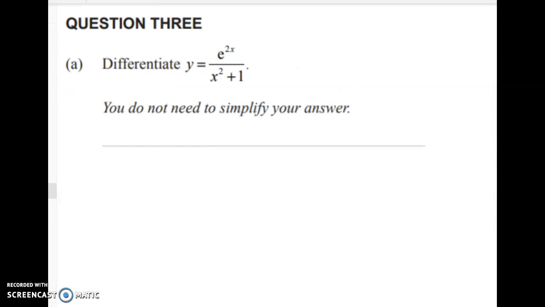So the first one is this one here. We have to differentiate a quotient. So we're going to, not surprisingly, use the quotient rule. So let's get into it. So we start off by writing dy by dx and we square the denominator.